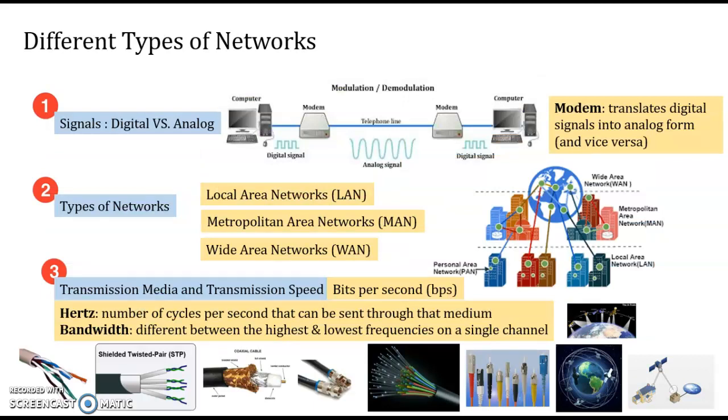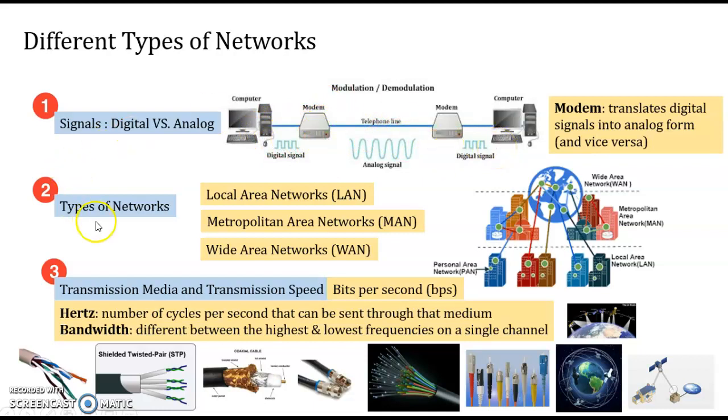Okay, different types of network. So, we have signal and signal. Kita ada digital versus analog. So, this is analog, this is digital. So, they use the modem. Okay, modem nama panjang dia adalah modulation, demodulation. It will translate digital signal into analog form and vice versa. So, komputer ni dia faham digital. Telephone line ni dia faham analog. So, tugas modem adalah tukar digital to analog and analog to digital back.